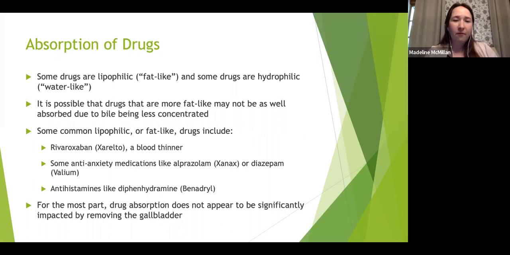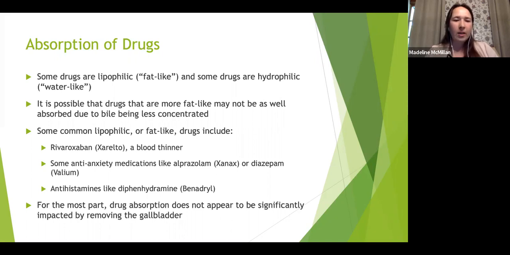Some of the common lipophilic or fat-like drugs are Xarelto. That's a blood thinner that a lot of people use. Also some anti-anxiety medications like Xanax or Valium. Those are very fat-like in their chemical structure. And then also antihistamines like Benadryl. These are just a few examples. There are a lot of drugs that do have the lipophilic qualities out there. So these are just a few. This is not an all-inclusive list.